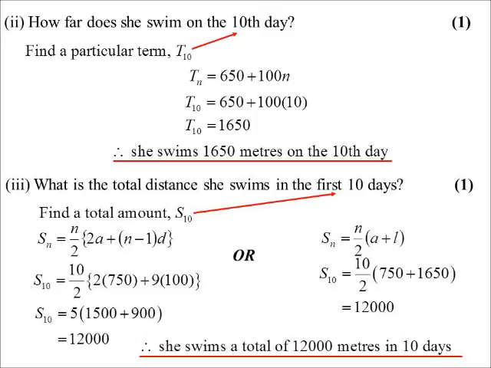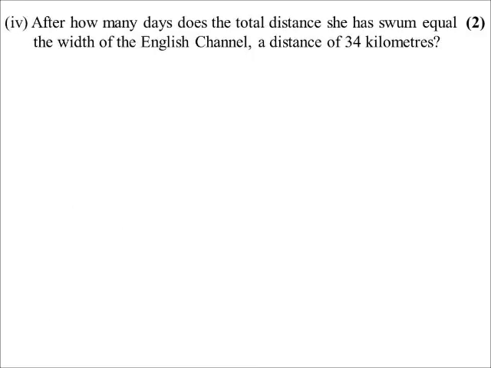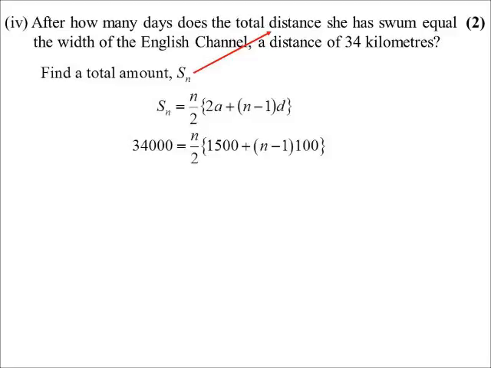Okay, well, let's really apply a practical point to this one. So after how many days does the total distance that she swum equal the width of the English Channel, which is a distance of 34 kilometres? We need to find, it's a total amount. We know that total amount is 34 kilometres, 34,000 metres. Looks like we're going to end up with a quadratic to solve.